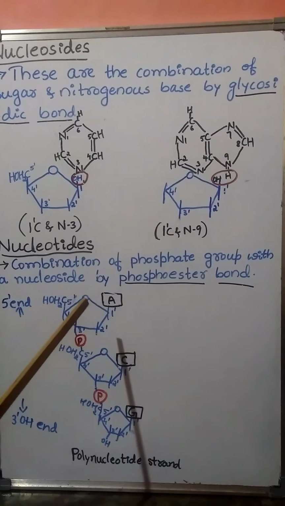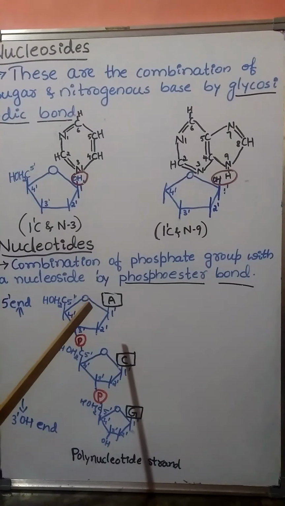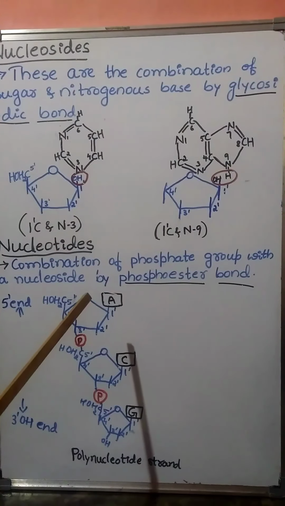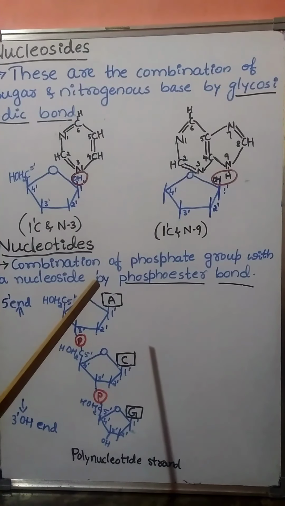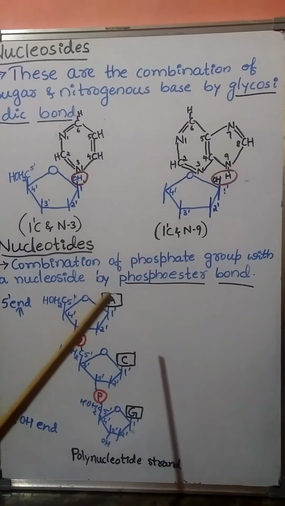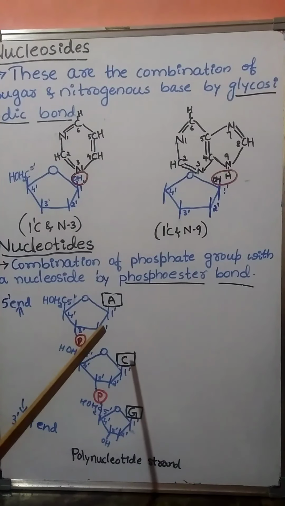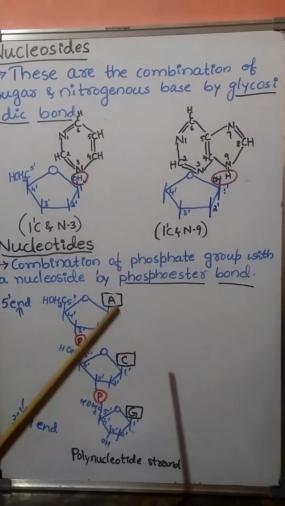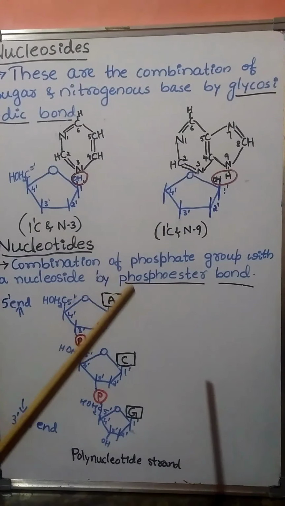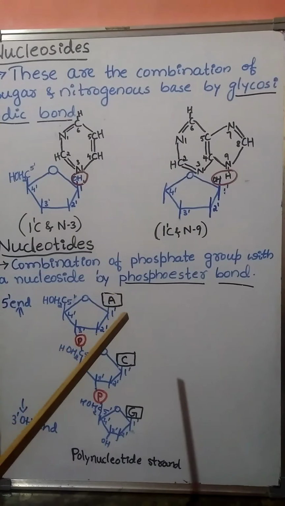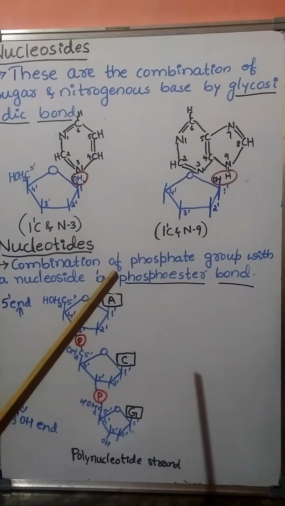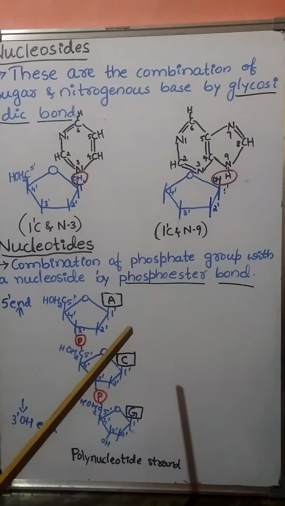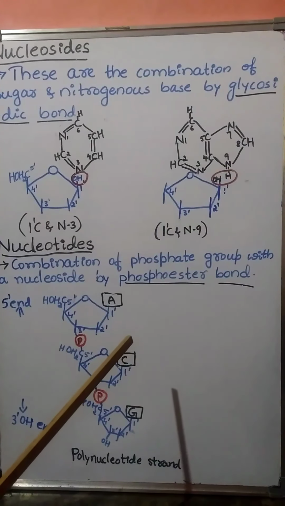The different nucleotides of DNA are deoxyadenylic acid or deoxyadenosine monophosphate. When a phosphate group attaches to the nucleoside deoxyadenosine, that forms deoxyadenylic acid, or deoxyadenosine monophosphate. One phosphate molecule is attached.